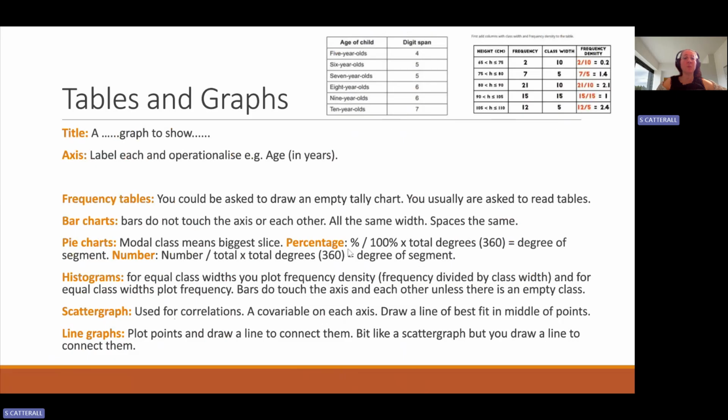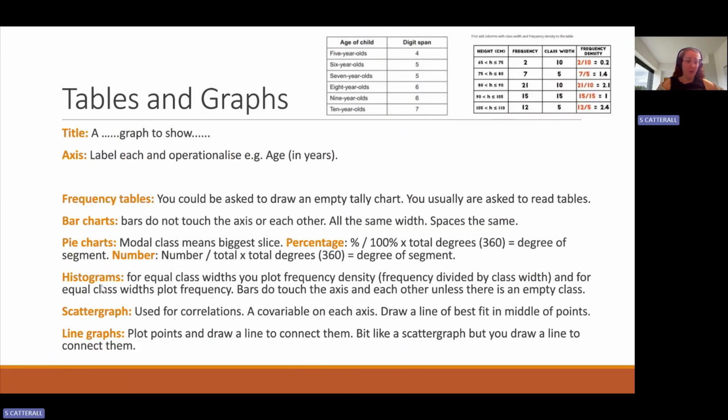The reason why I put that is because sometimes with pie charts, the results are in percentages, sometimes they're in numbers. So this will tell you how to do each one. And sometimes they've asked about what's the modal class. The modal class is just the biggest one, it's the biggest pie segment.